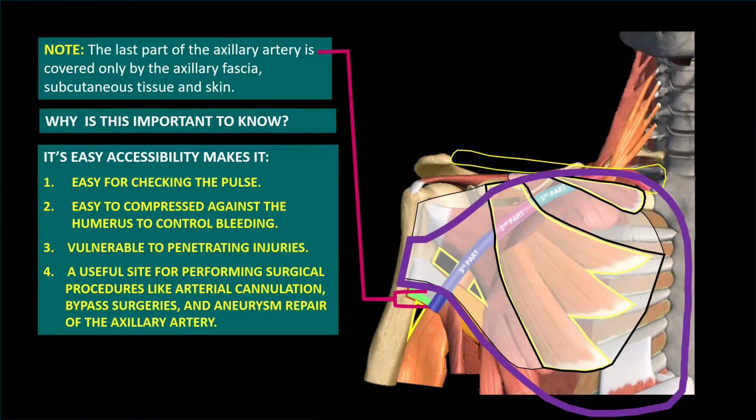2. Easy to compress against the humerus to control bleeding. 3. Vulnerable to penetrating injuries. 4. A useful site for performing surgical procedures like arterial cannulation, bypass surgeries, and aneurysm repair of the axillary artery.